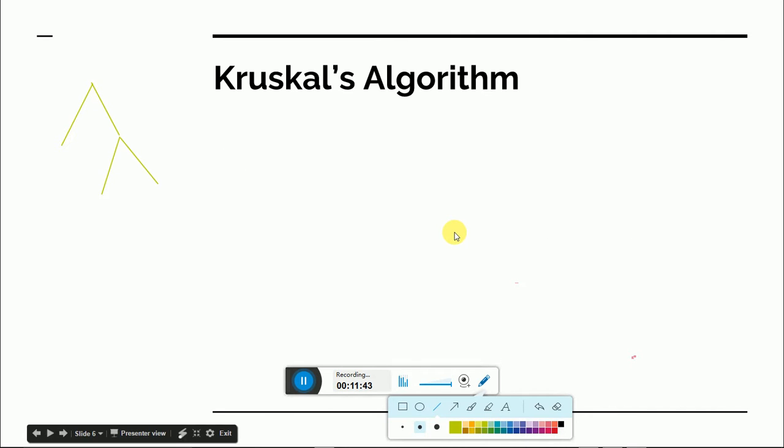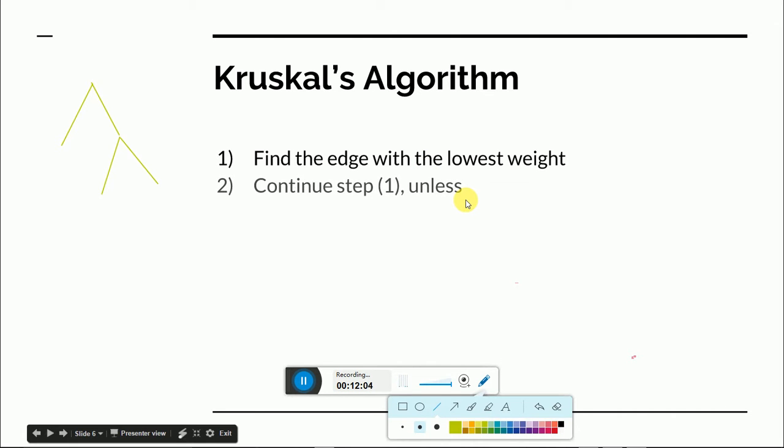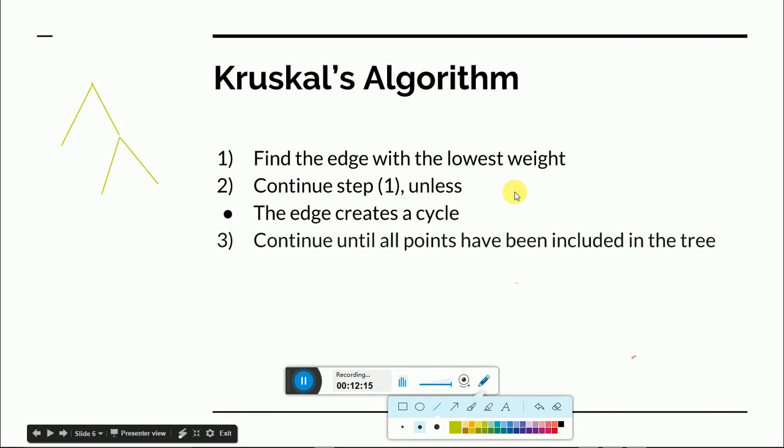So let's see. We have a couple of different methods that we can use in order to identify the minimum spanning tree, and the one I want to spend the most time looking at is what we call Kruskal's algorithm, and I'm guessing it's named after this guy named Kruskal. There are a few rules here. We want to find the edge with the lowest weight. We want to continue finding edges with the lowest weight unless the edge that we select will create a cycle in the entire graph. And then we're going to continue until all the points have been included in the tree, in the particular subgraph.